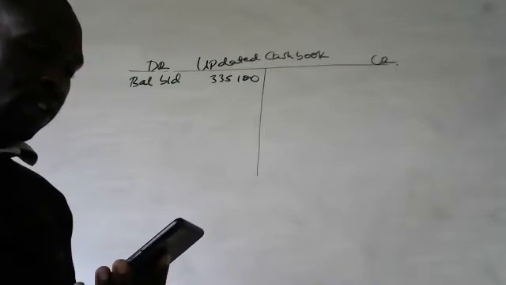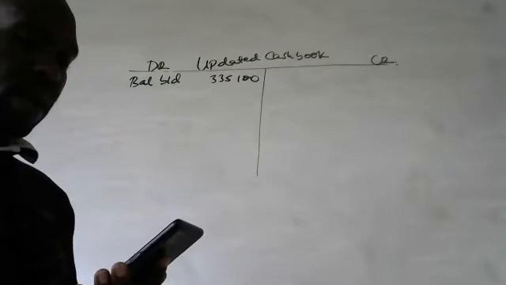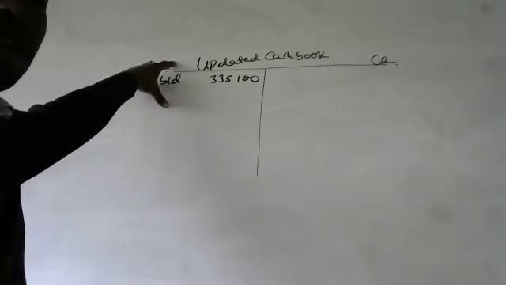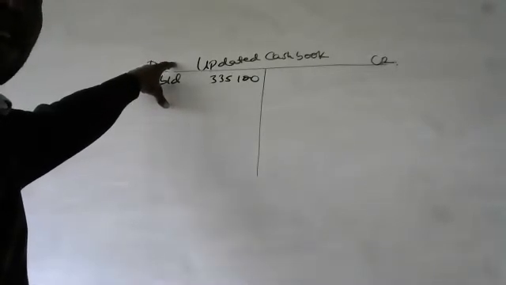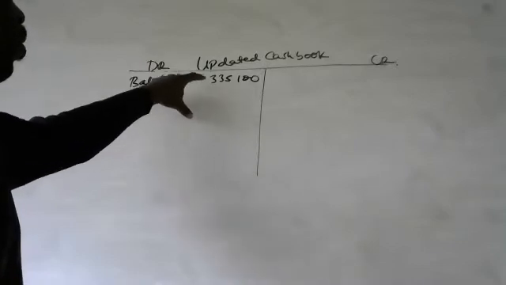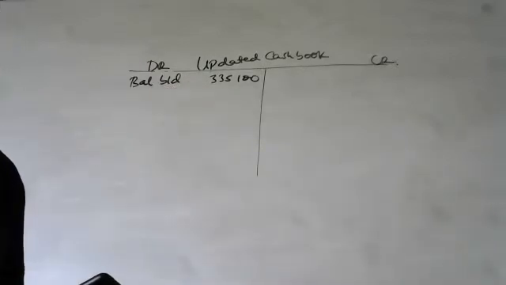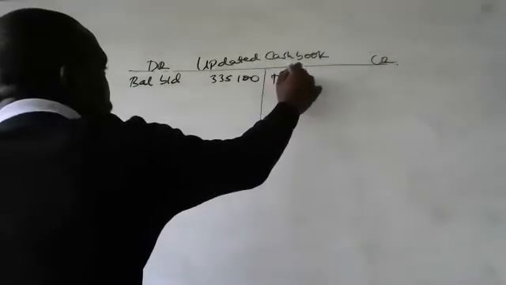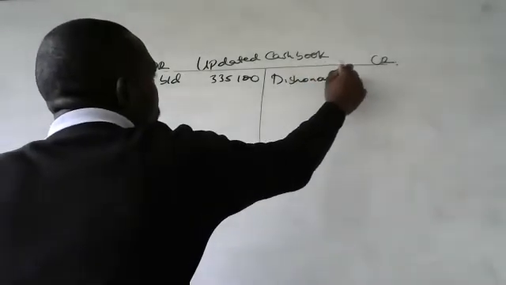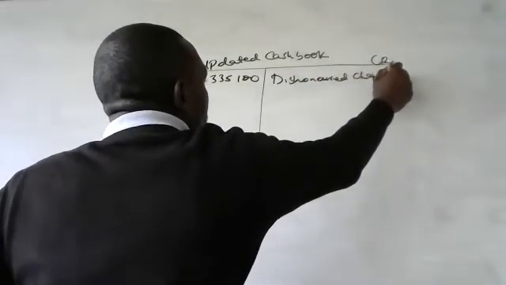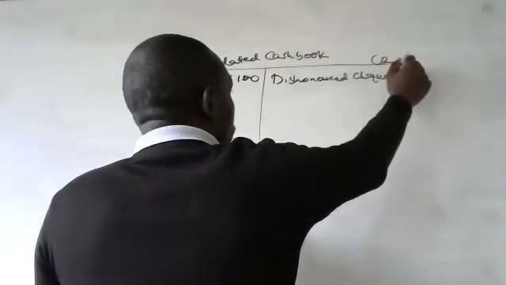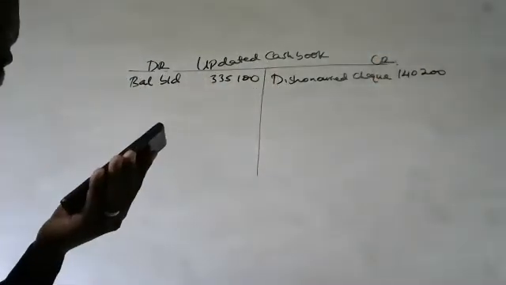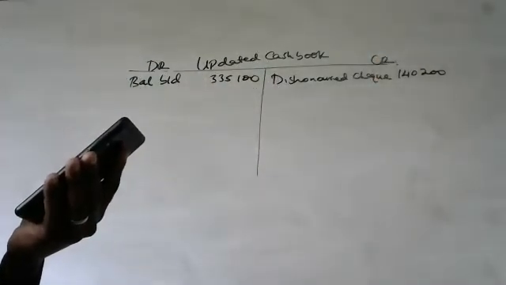Number one, we are told that a check of 140,200 received from a debtor had been dishonored. Remember that when the check was received, it was indicated on the debit side. Now that it has been dishonored, you record it on the credit side. The dishonored check amounts to 140,200.